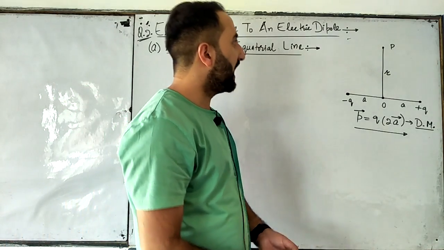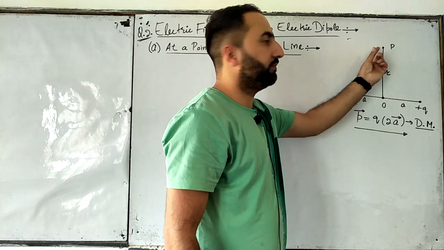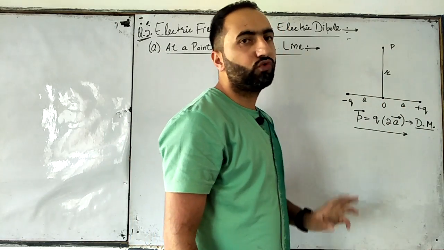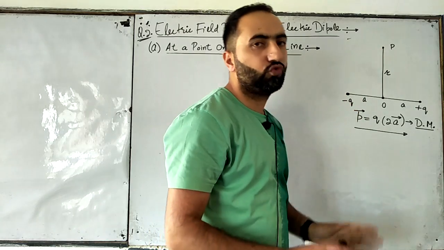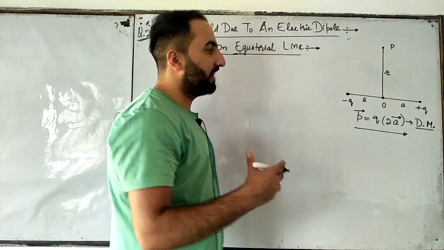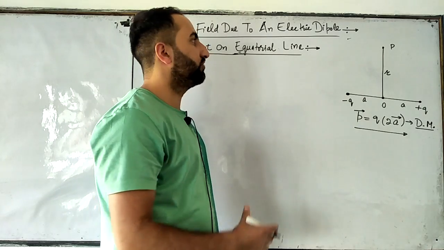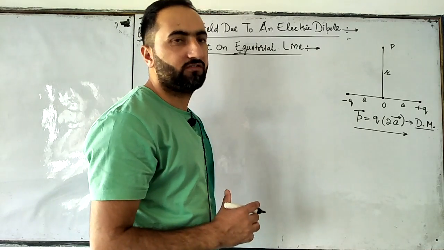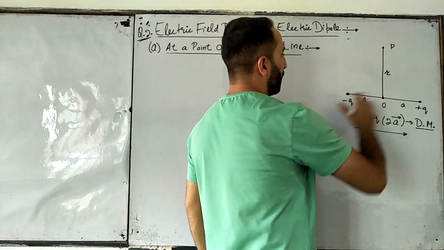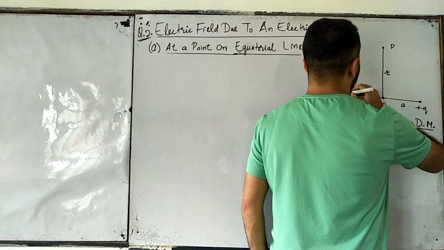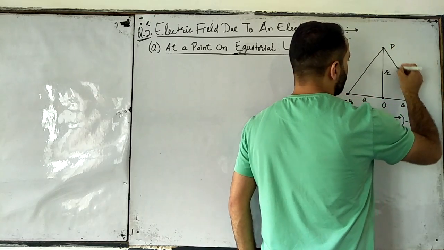What I will do is this: I will calculate the electrostatic field at the point P because of this plus q using Coulomb's law. I will calculate the electrostatic field at point P because of minus q using Coulomb's law. Then take the vector sum of the fields to get the net electrostatic field at the point P. That's the procedure. Now, in order to calculate it, I will draw this line and complete this triangle here, and then this triangle as well.